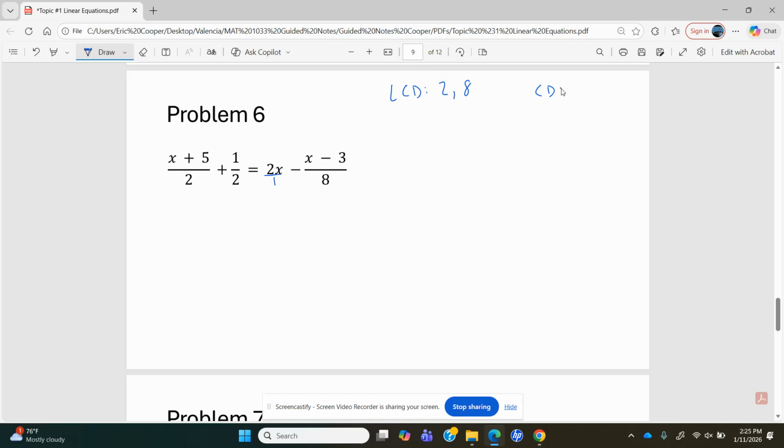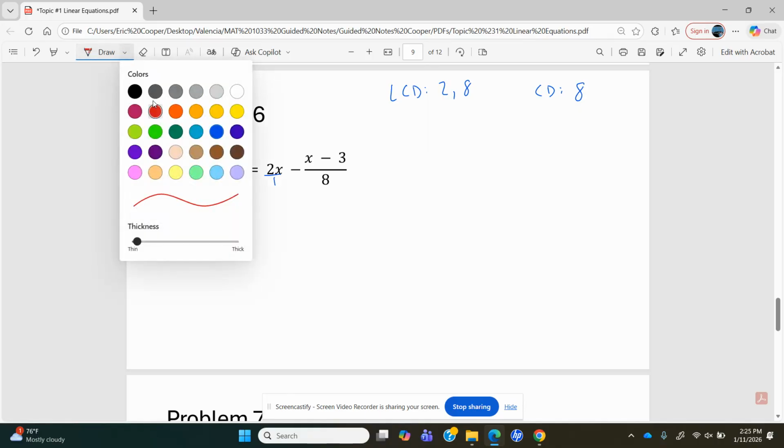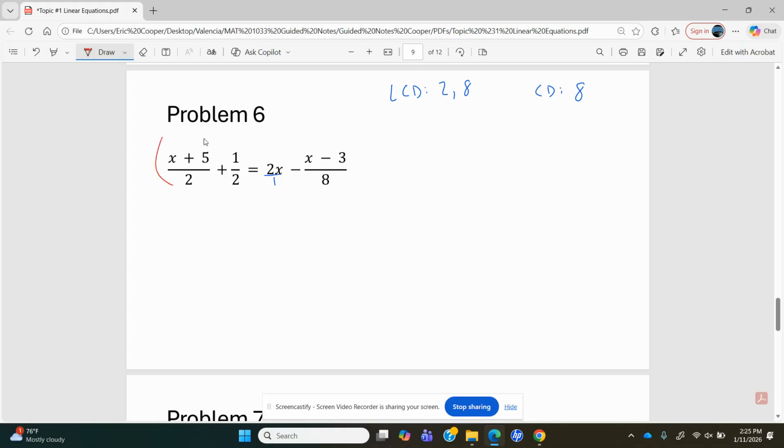So my job is to find a common denominator. What number can both 2 and 8 go into? If I start with the biggest number, 8, I know that 8 goes into 8. I also know that 2 will go into 8. So in this case, 8 happens to be my common denominator. What we're going to do is we're going to take each of these parts and we're going to multiply them by 8. Even the part that did not have a denominator. Everything has to be going through and be multiplied.